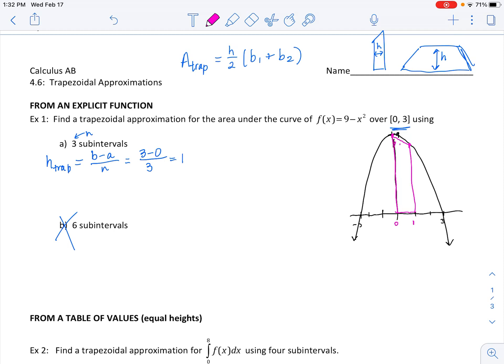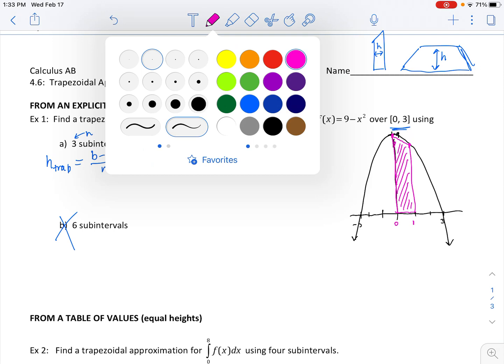Okay, so in this trapezoid here, we want to figure out the area of it. So the pink trapezoid would be its height, 1 unit, divided by 2, and then the bases are determined by f of 0 and f of 1, however tall the function is at those 2 points. Okay. So that's the first trapezoid. We're not going to hardcore calculate that yet.